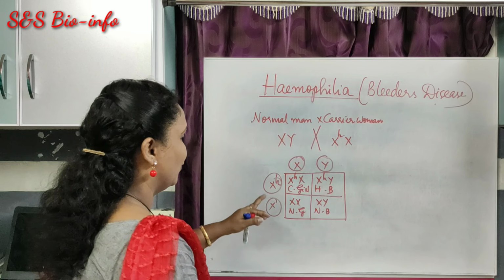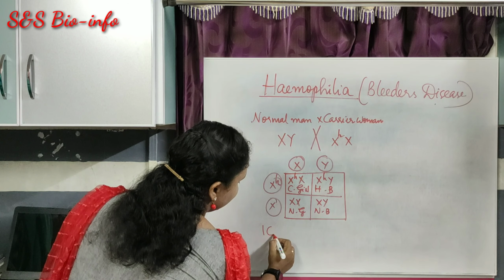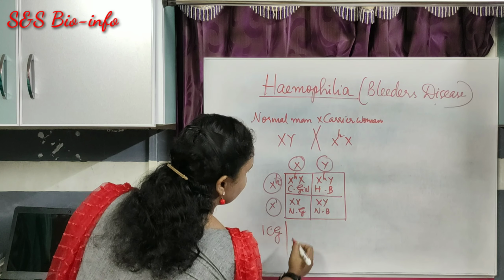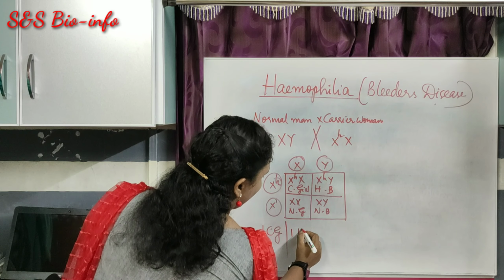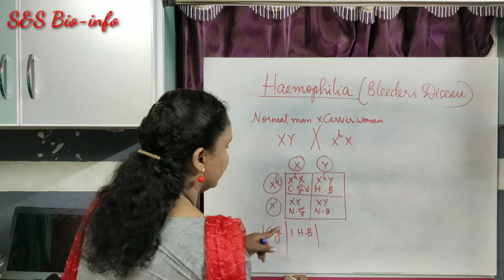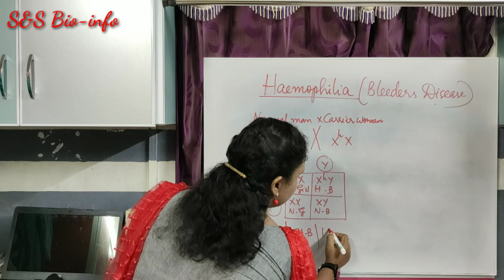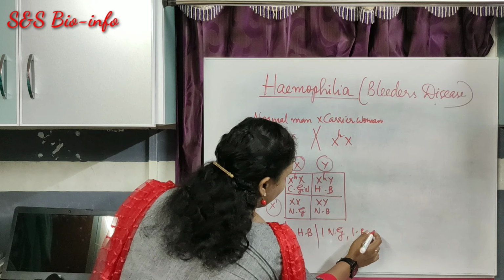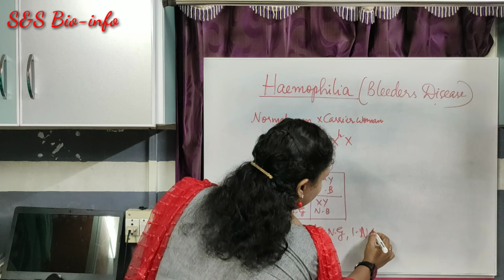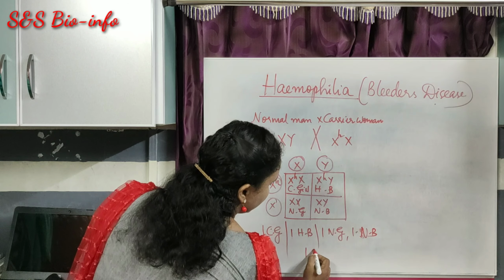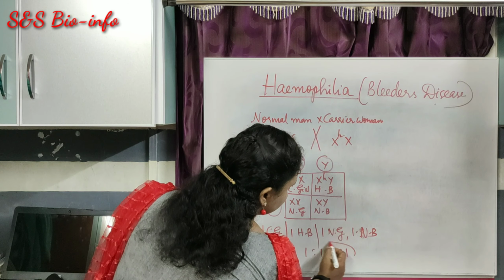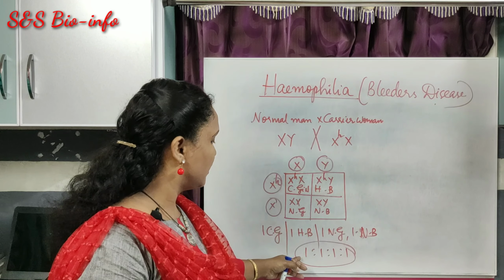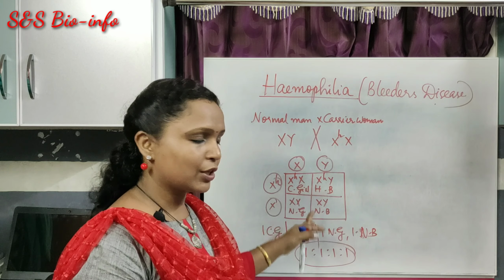Here one carrier girl, then one hemophilic boy, then one normal girl and one normal boy. Here the ratio is 1:1:1:1. Got it? Almost all types of genotypes are formed in this cross.